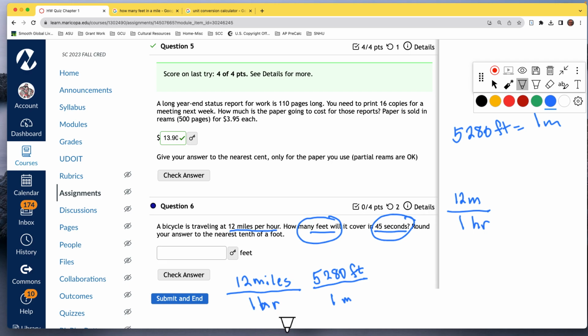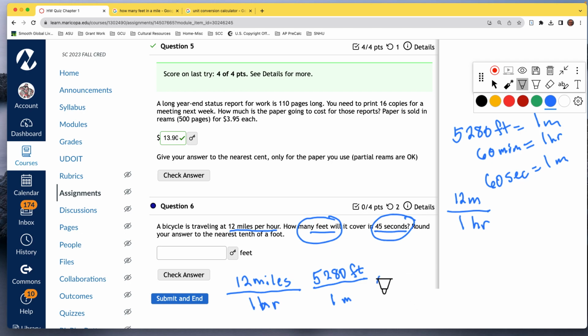So we need to convert this hour down into seconds, right? So how many seconds are in an hour? Well, I don't know, but I do know how many minutes are in an hour. 60 minutes in 1 hour. And I think that there's 60 seconds in a minute. So I can convert down to seconds, and then since I've got 45, I would multiply by 45.